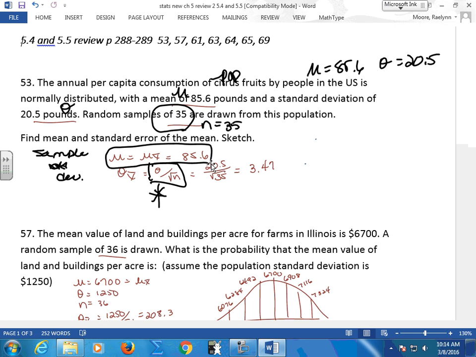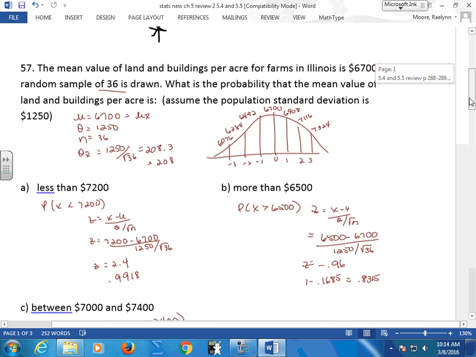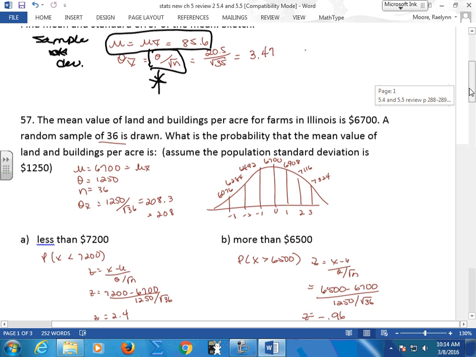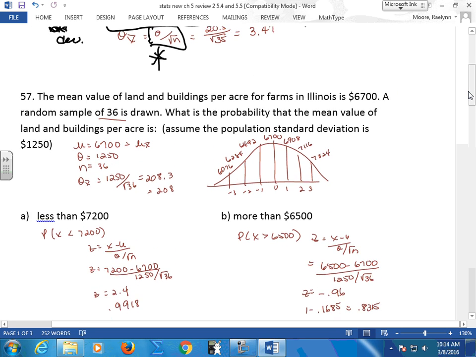And what does that mean? That means when I come down here to a problem, here's a typical problem. I have a mean for my land and buildings for farms in Illinois. So this is my population. There's my population mean, there's my population standard deviation. Sometimes they put it at the end.